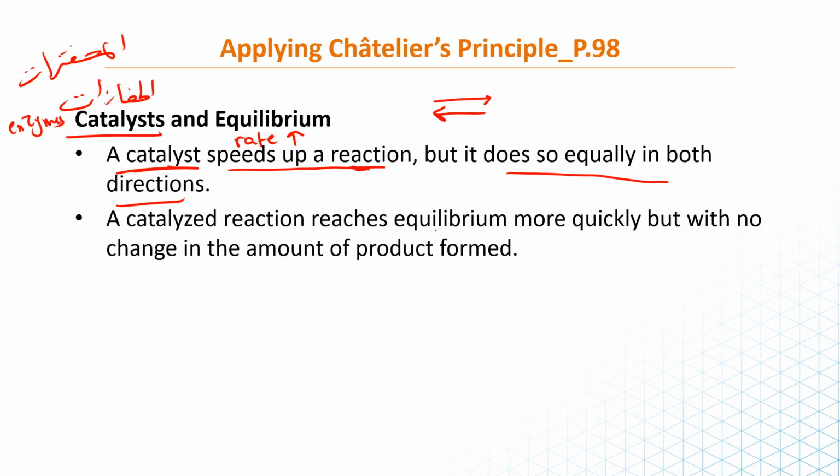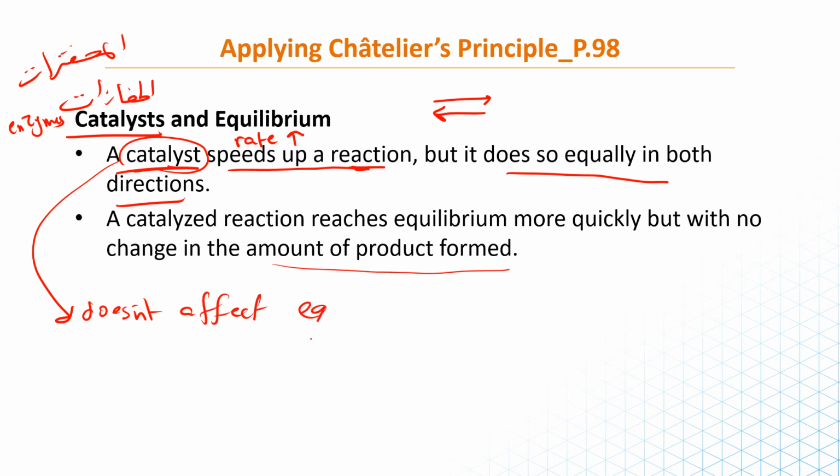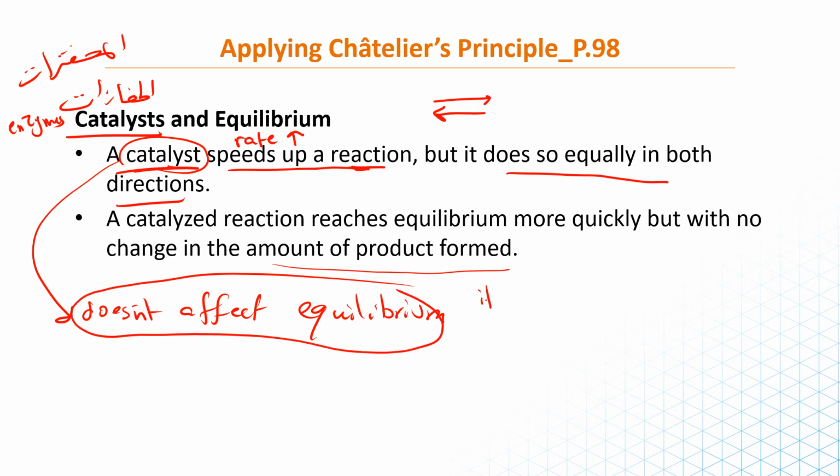A catalyzed reaction reaches equilibrium more quickly but with no change in the amount of product formed. So, using a catalyst does not affect equilibrium. يعني إذا استخدمنا catalyst أو محفز ما يأثر على equilibrium. It only affects the speed. يعني يأثر على سرعة التفاعل. إذا استخدمنا محفز يسرع لي من التفاعل لكن ما يأثر على عملية الاتزان. Okay?